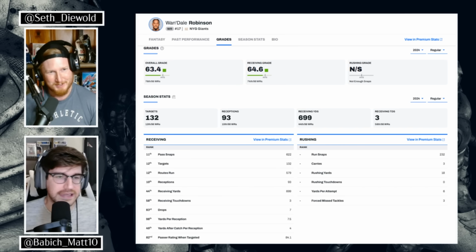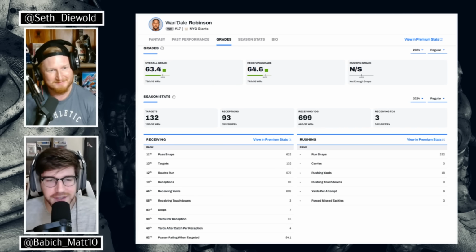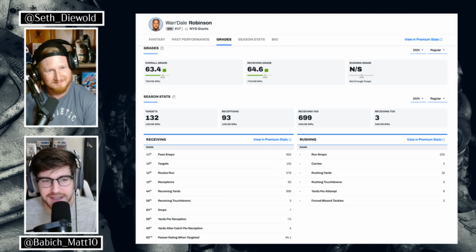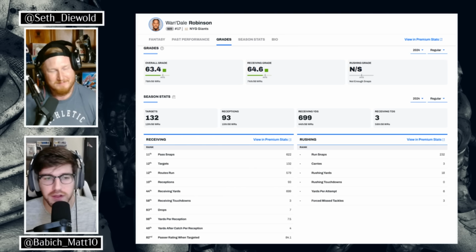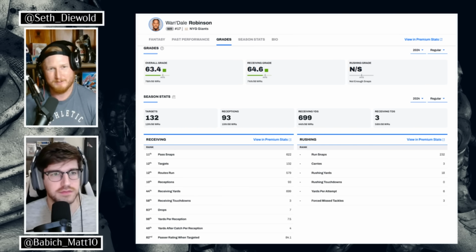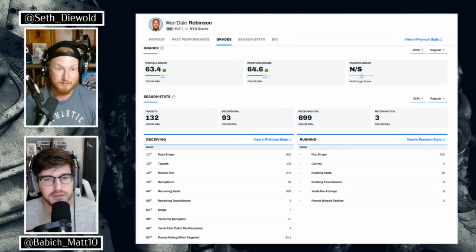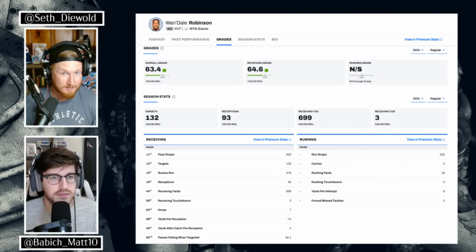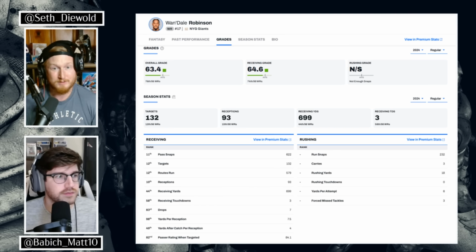I mean, who else is going to take targets? Slayton is the burner, but it makes more sense for that to be Robinson than anybody else, just given the role. Yeah, because he's going to be in the slot. He ranked number 2 in slot snaps amongst wide receivers last year. That's where he's going to be with Slayton on the outside, and obviously they have Malik Neighbors.